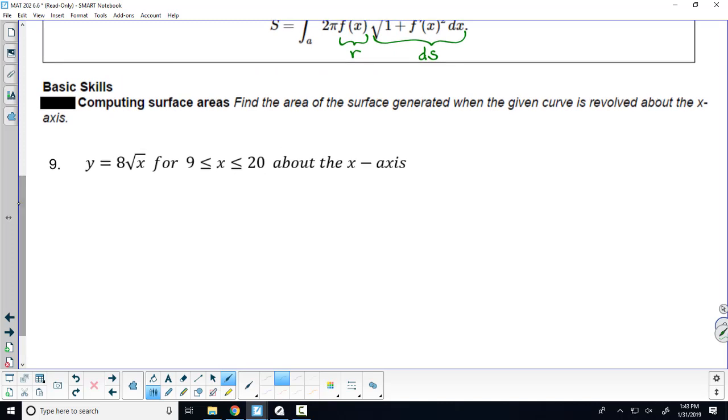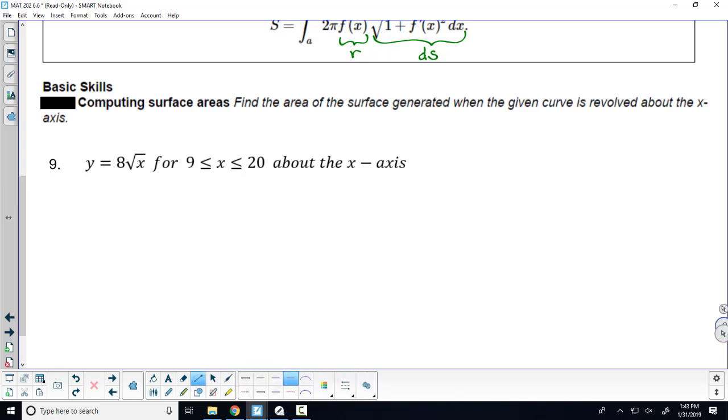So we've got a curve, a pretty simple quadratic. We're going to rotate it about the x-axis, creating a paraboloid. Paraboloid is basically a three-dimensional parabola cup. So we're going to rotate this about the x-axis on that interval, and we want to find the surface area of that resulting paraboloid. So let's think about the circumference first. Circumference is 2 pi r.